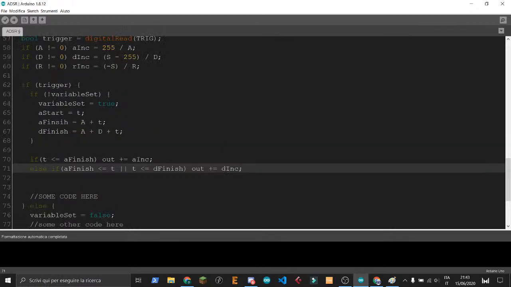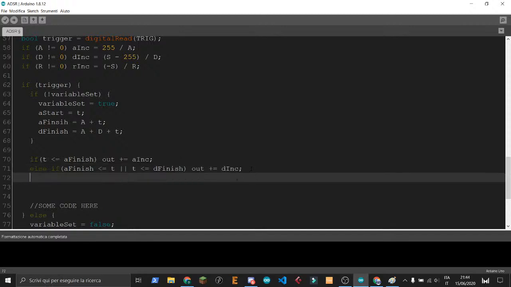and if t is greater than d finish, then out should be equal to s. S is sustain. So let me explain here.